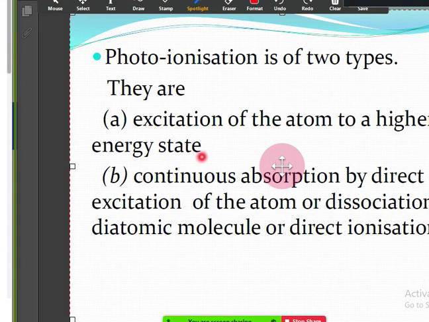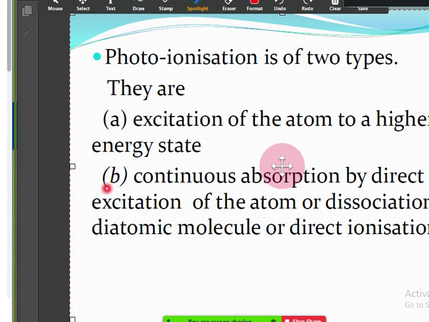That is, if radiation falls on any matter, then what happens? The atom will get excited. The electrons will move from a lower energy state to a higher energy state. That is one way of getting excited. Okay, that is the first point.